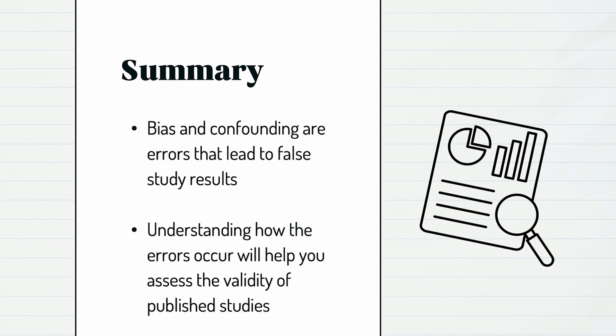So to recap, this week we will talk about bias and confounding, which are errors in epidemiological studies that lead to false study results. We're doing this because understanding how these errors occur will help you assess the validity, the accuracy of studies that you see published in scientific journals or in the news. All of these concepts will be explained in a more in-depth way in the assigned readings and videos for this week, but if you end up having any questions, please feel free to reach out.